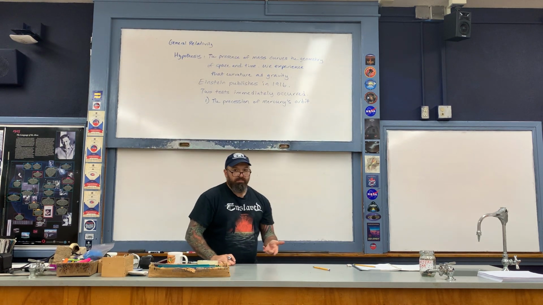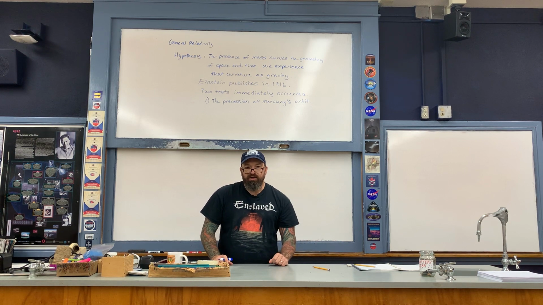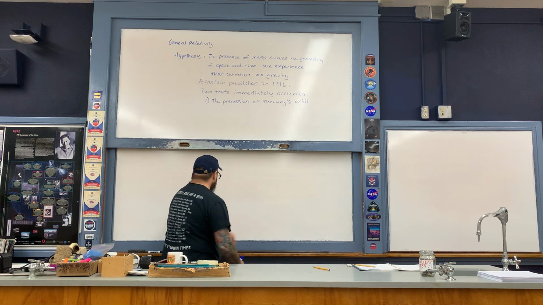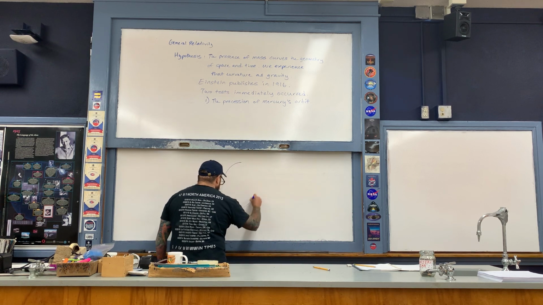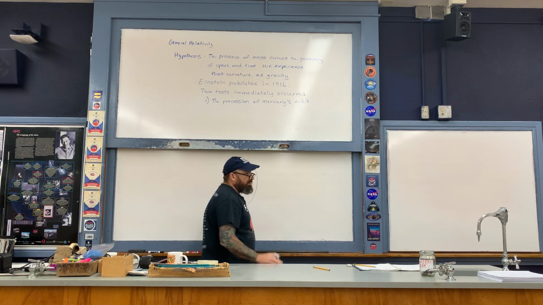Okay, here's what I mean. First of all, Mercury obeys Kepler's first law of planetary motion. It traces out an elliptical orbit around the Sun. So for example, let's say right here is an ellipse, and then right here is the Sun.